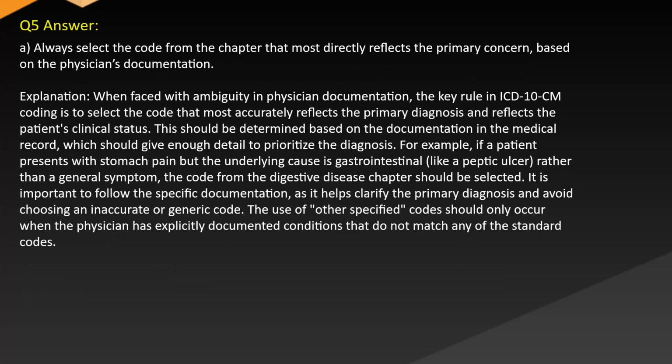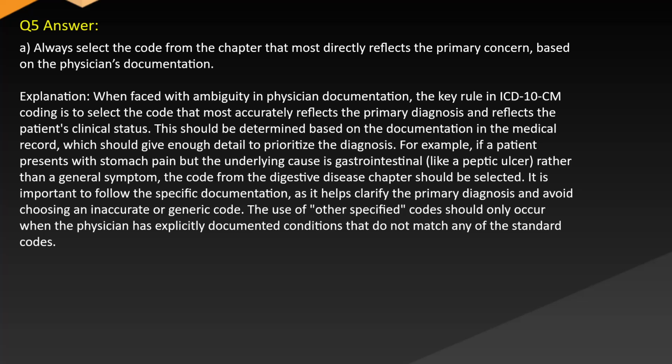The answer is A. Always select the code from the chapter that most directly reflects the primary concern based on the physician's documentation. Explanation. When faced with ambiguity in physician documentation, the key rule in ICD coding is to select the code that most accurately reflects the primary diagnosis and the patient's clinical status. This should be determined based on the documentation in the medical record, which should give detail to prioritize the diagnosis.